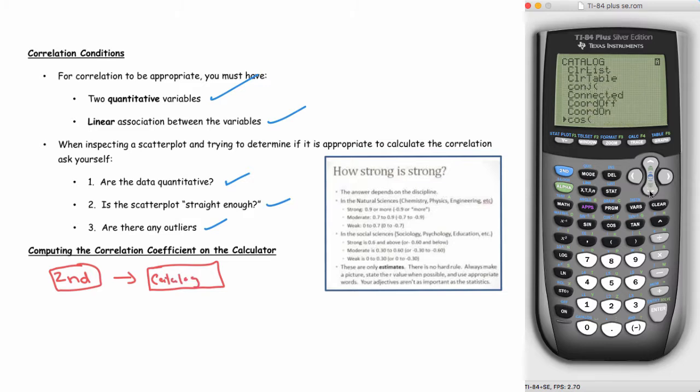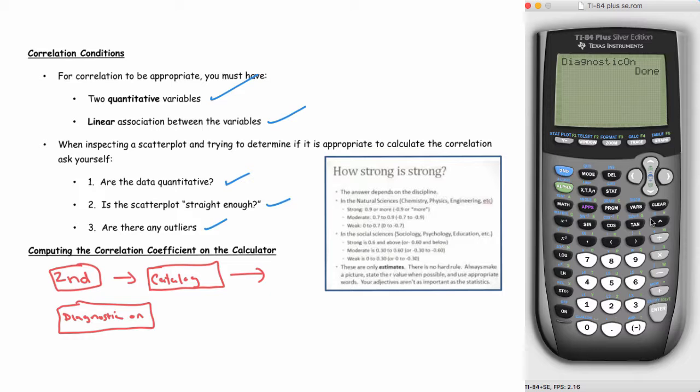Then you're going to go down to where it says diagnostic on. You have to scroll a little bit. It's in alphabetical order, and there's no search function. So you find diagnostic on, you press enter. Now it doesn't look like it's done anything. It just says done. But once you've done that, now you can actually calculate the correlation coefficient.